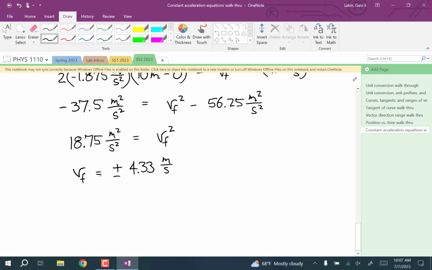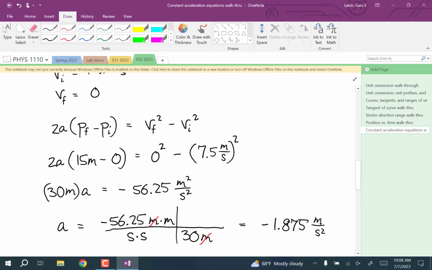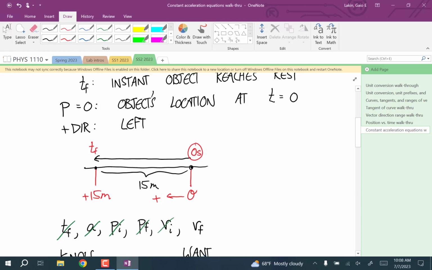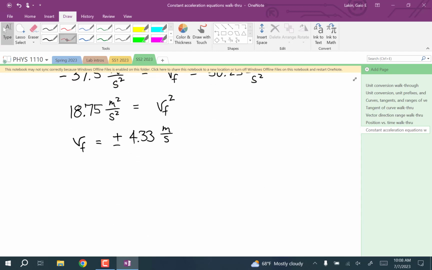And the last thing you have to do is figure out physically what makes sense, a positive answer or a negative answer. Pause the video for a second and see if you can reason out which direction this is moving. Okay, well, this object starts out moving to the left and slowing down, moving to the left the whole way. When it passes 10 meters, it's still moving to the left. Left is positive. And so our answer for the velocity when it's traveled 10 meters is positive 4.33 meters per second.